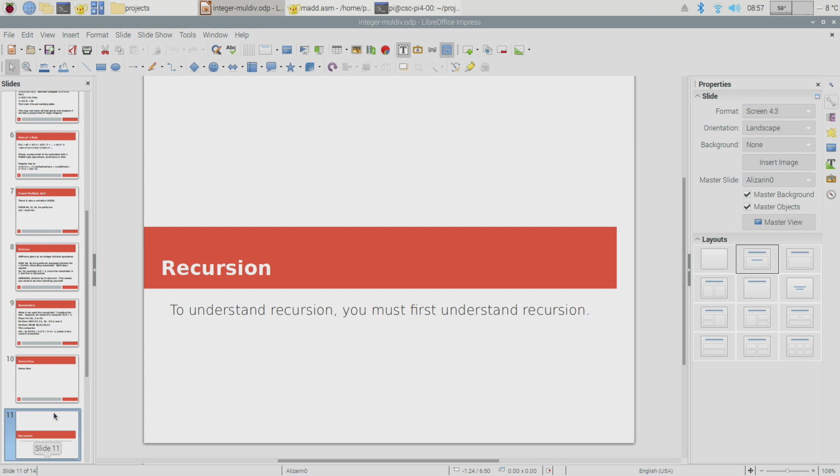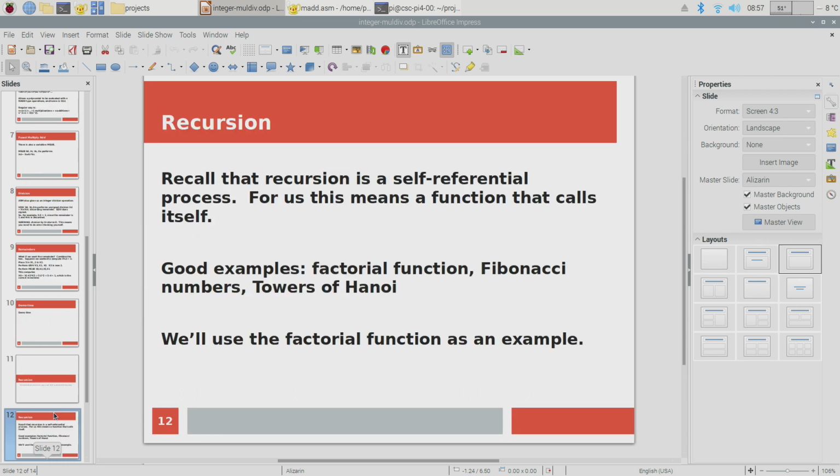All right, so to understand recursion, you must first understand recursion. Right, Dr. Brown? It's hilarious, right? Okay. All right, so how the heck does recursion work? What makes recursion recursion? It's a function that calls itself, right?